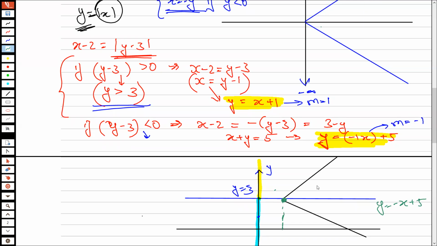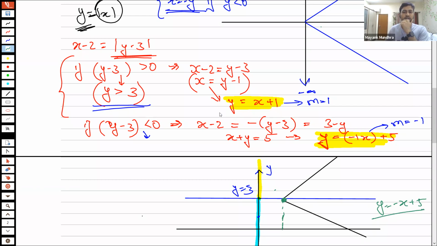2, 2 and comma 3. 3. Yeah, y is 3, x will be 2. How do I get x equals to 2? Either you put y equals to 3 here, or you put y equals to 3 here. So if you put y equals to 3 here, x should be equal to 2 to satisfy this equation.